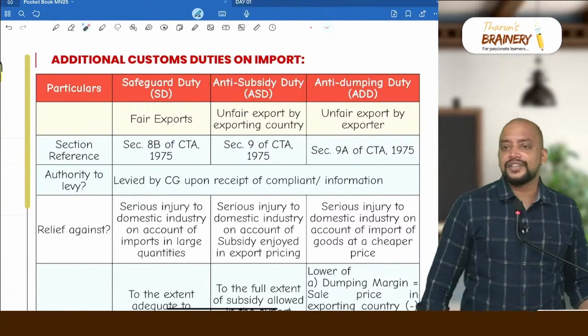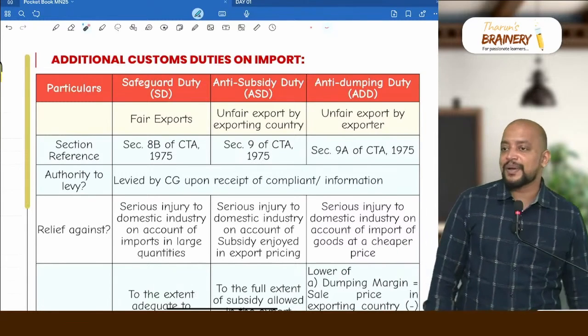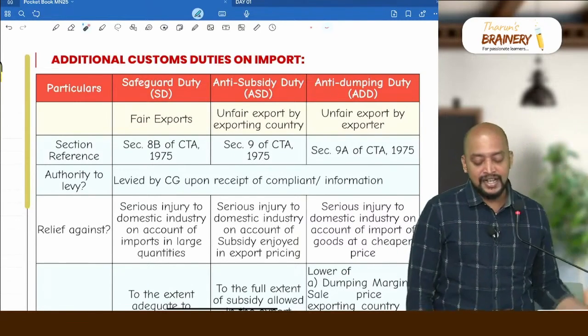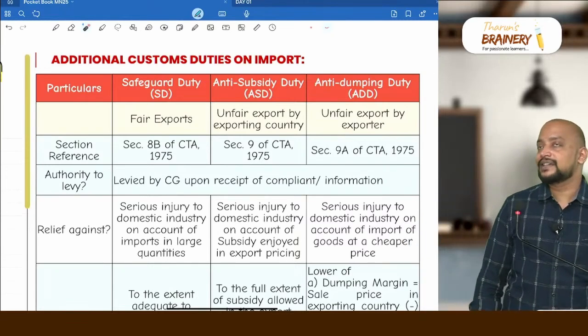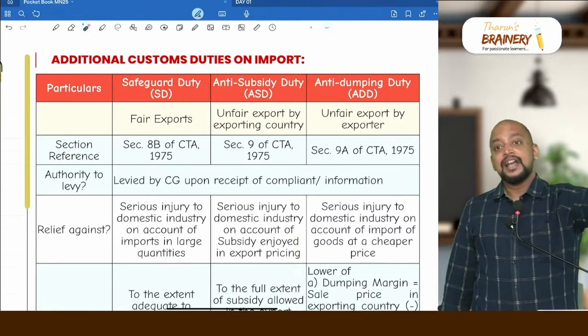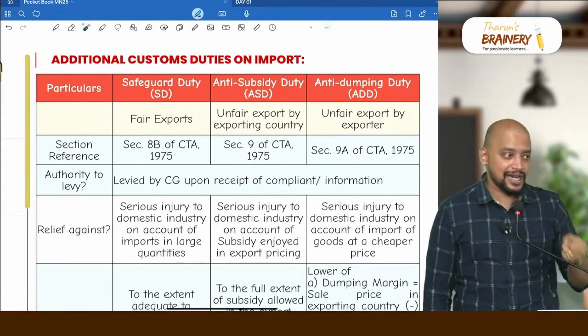It is not the mistake of the exporter, it is a mistake of the importer only. So why does the exporter need to be penalized for that? So that's the reason why it is called a fair export made by the exporter. Whereas anti-subsidy duty is applicable when the foreign country is giving a subsidy to the exporter, and because of that subsidy the exporter is selling the goods to India at a lower, cheaper rate.